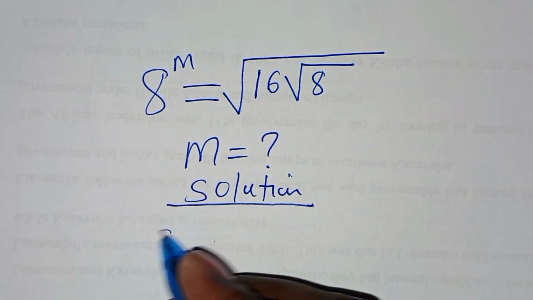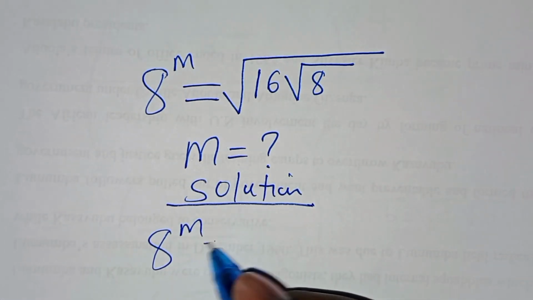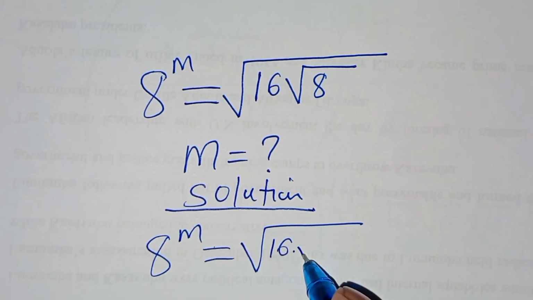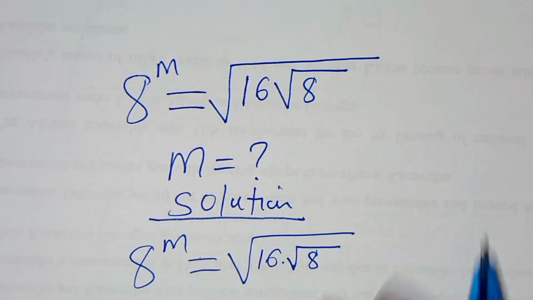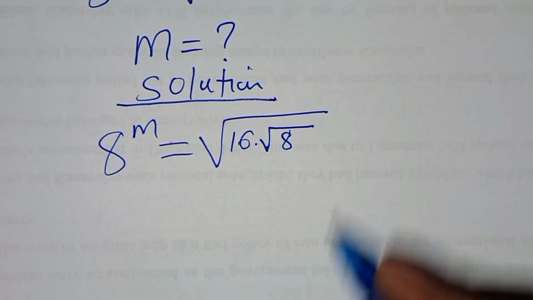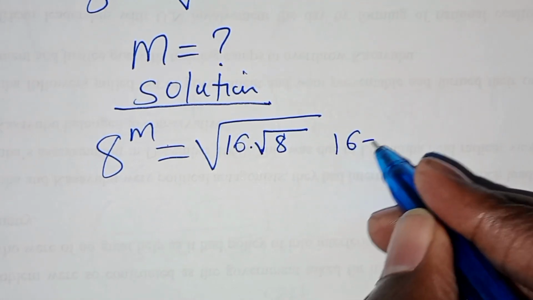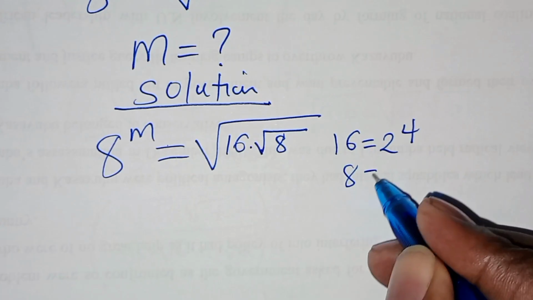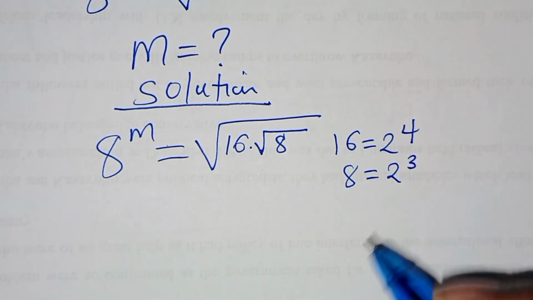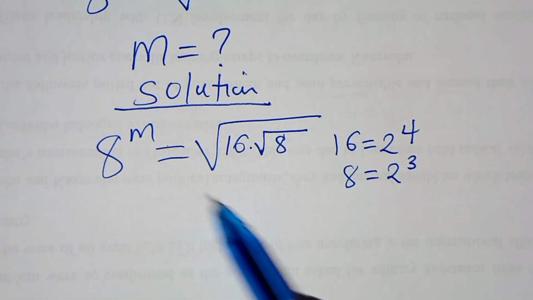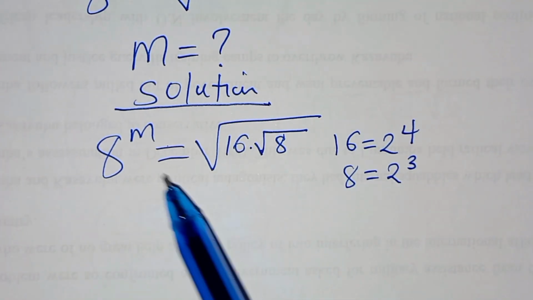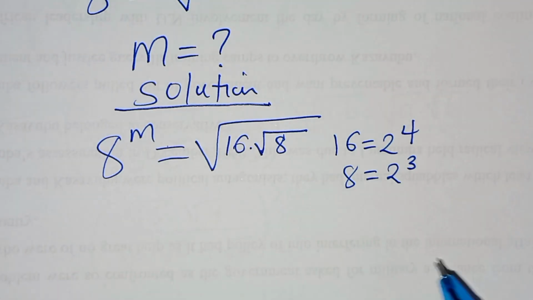we have 8 to the power m. This is equal to square root of 16 times square root of 8. Now, the first thing here, we can express 16 as 2 to the power 4. And we can express 8 as 2 to the power 3. So this problem can be solved by applying two methods. So let's solve this by applying method 1.